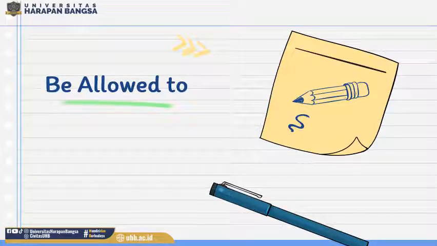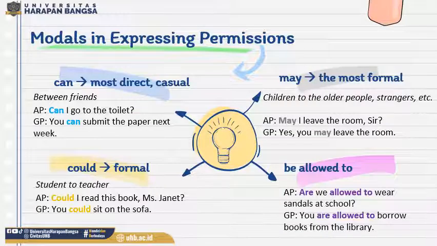Let's get started. Be allowed to. Well, before talking more about be allowed to, let's review a little bit about modals in expressing permissions. There are several modals that can be used to express permissions. They are can, could, may, and be allowed to. Dan di pertemuan sebelumnya sebenarnya kita sudah membahas tentang penggunaan modal untuk menunjukkan permissions ya. We have can, could, may, and be allowed to. Let's review one by one.